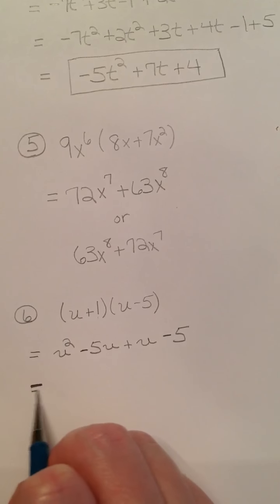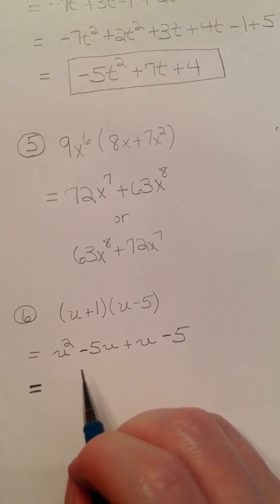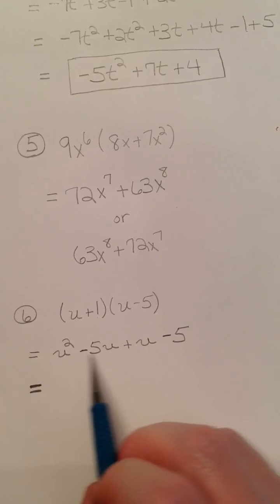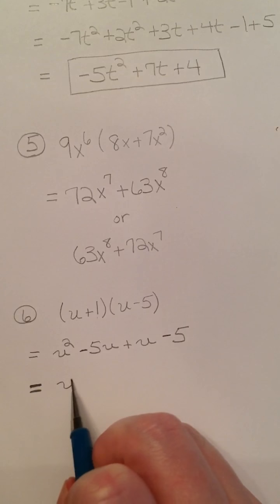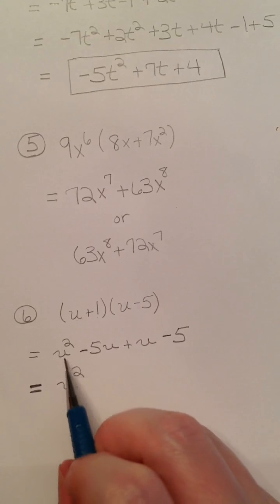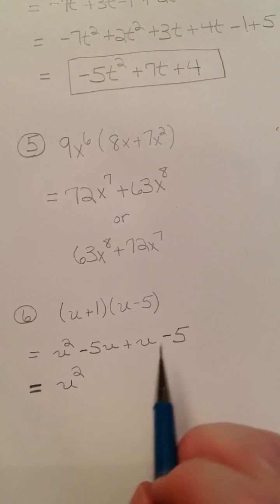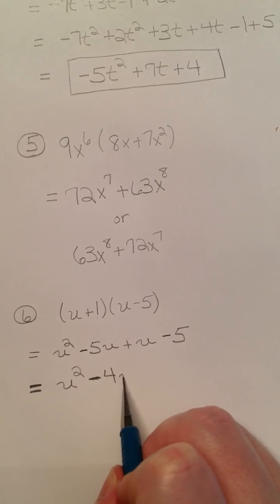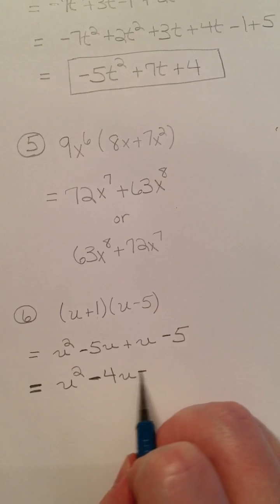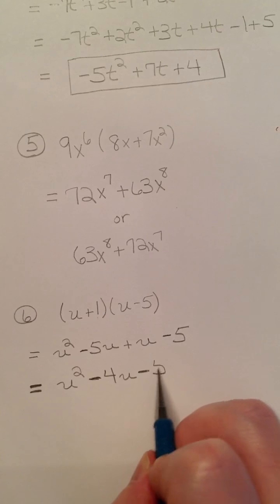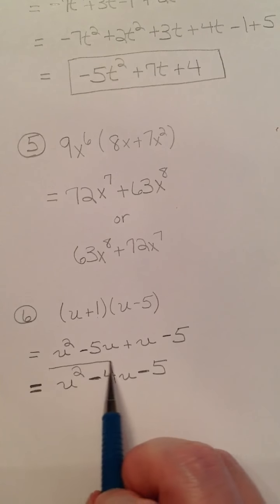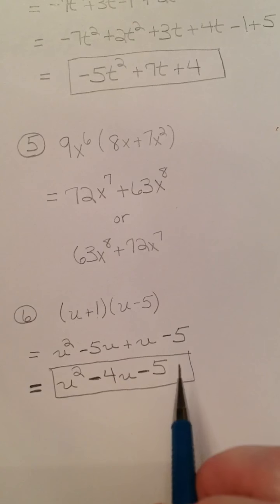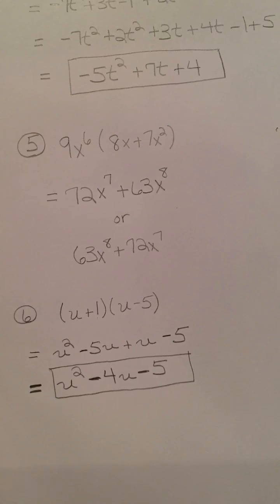Again, there are other techniques such as the box method or any other technique that you might have in mind, but you're going to draw out 4 distinct terms, and 2 of which will be like. So I have u to the 2nd, negative 5u plus u will combine to negative 4u, and then we have the constant at the end with negative 5. So for the result here, we have u squared minus 4u minus 5.